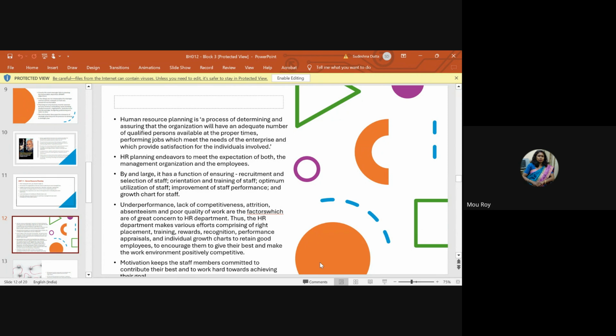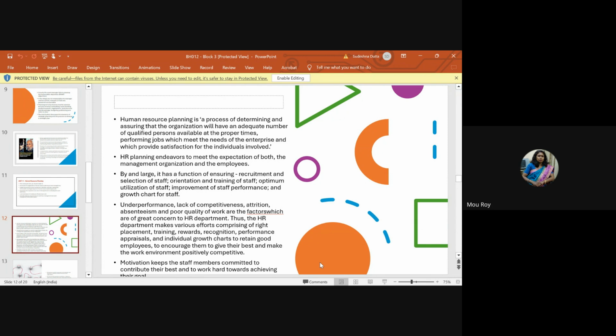You should have proper orientation and training of staff, optimum utilization of staff, improvement of staff performance, and a growth chart for staff. HR departments need to take various efforts comprising right placement and proper training. Those who work hard should be rewarded and recognized. There should be performance appraisals. Then there are individual growth charts, like you get promotions and all.